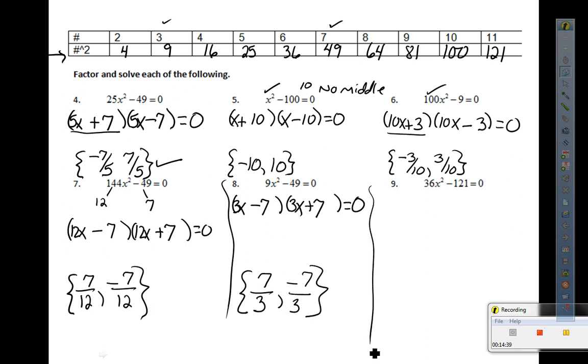And then one last one before I'm going to change gears just a little bit. Number 9, I got 36x squared minus 121. Once again, you know the square root of 36 is 6. The square root of 121 is 11. So here goes. I'm going to go parenthesis, parenthesis, a plus and a minus. Square root of 36 is 6x. Square root of 121 is 11. So it factors in as 6x plus 11, 6x minus 11.